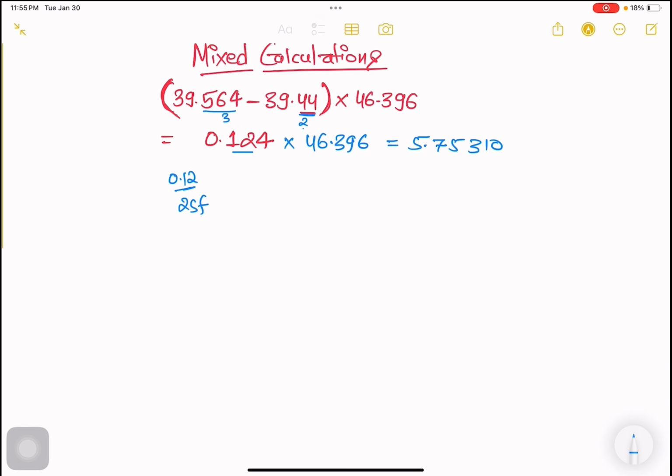Okay, and when I multiply with the next number, I will get 5.75310. Now I will count this as 2 sig figs, and the other has 5 sig figs, and in multiplication and division I will write the lowest number of significant figures. Okay, so I need to change this to 2. So 1, 2. The next number is 5, so it will be 5.8. Okay, 2 sig figs.